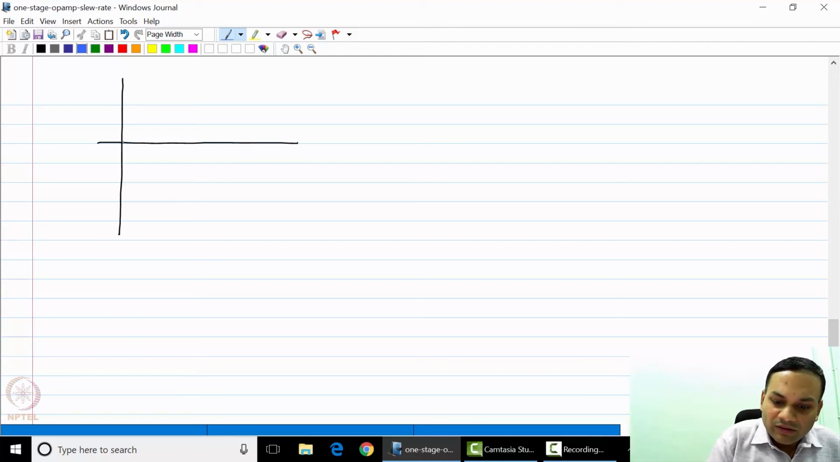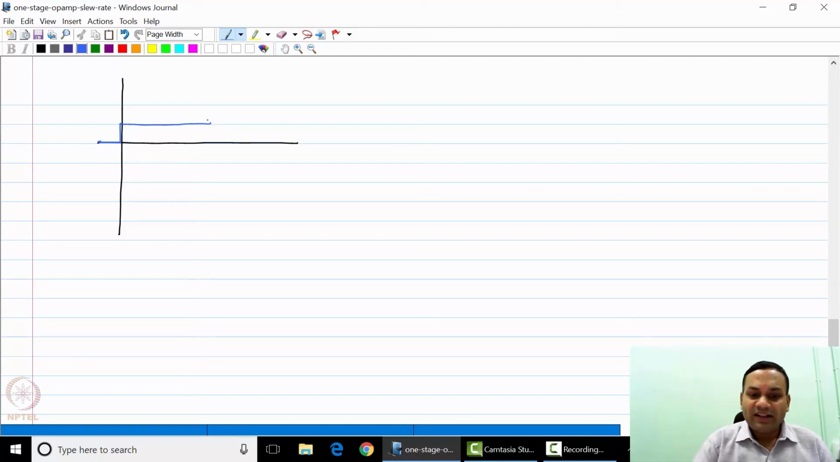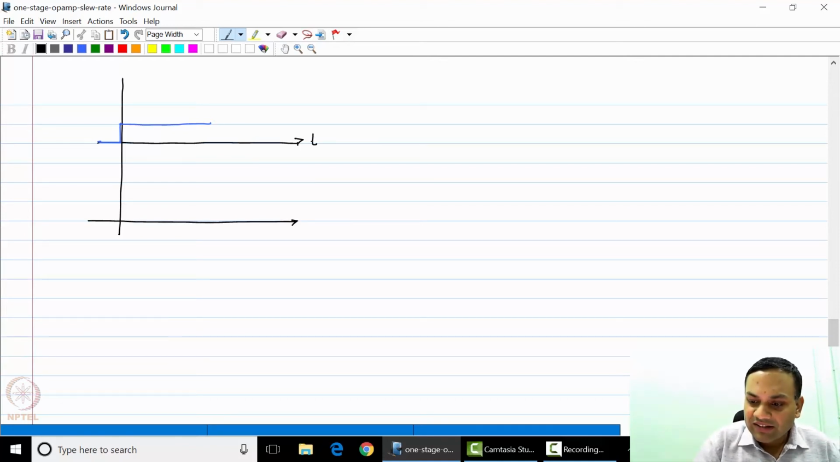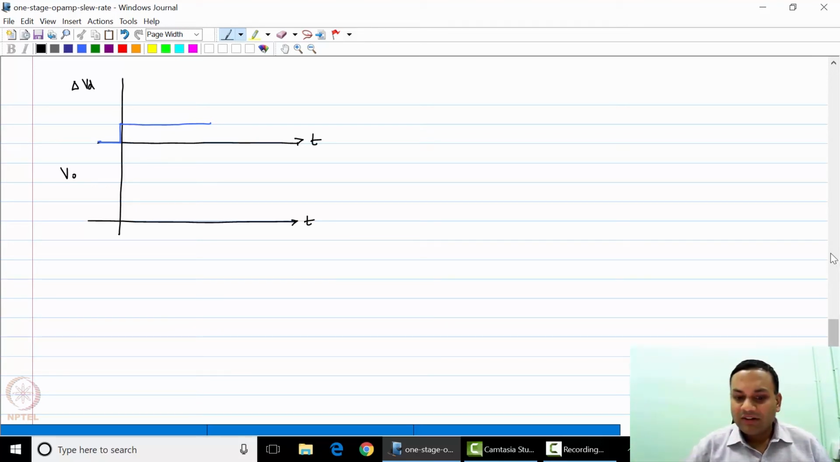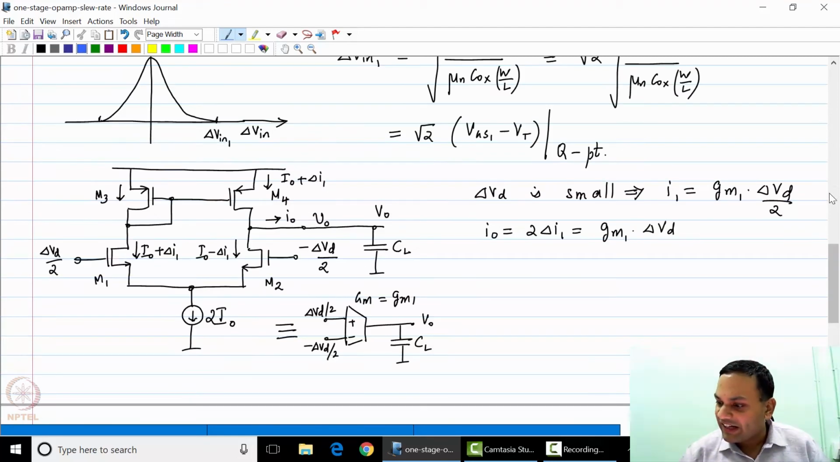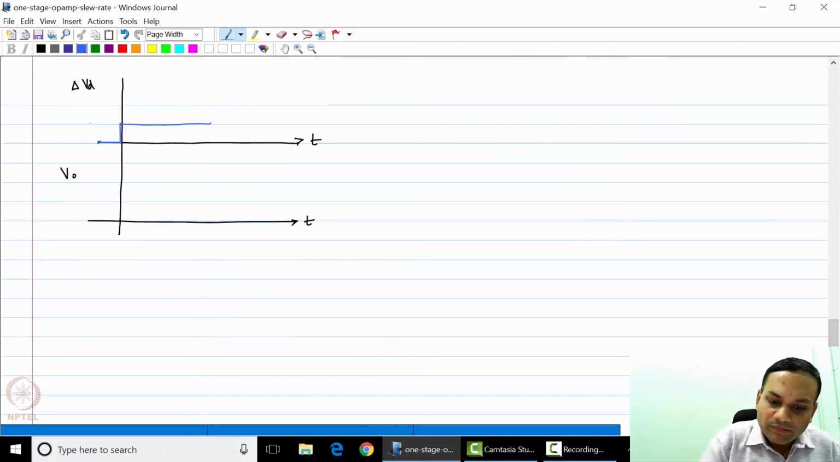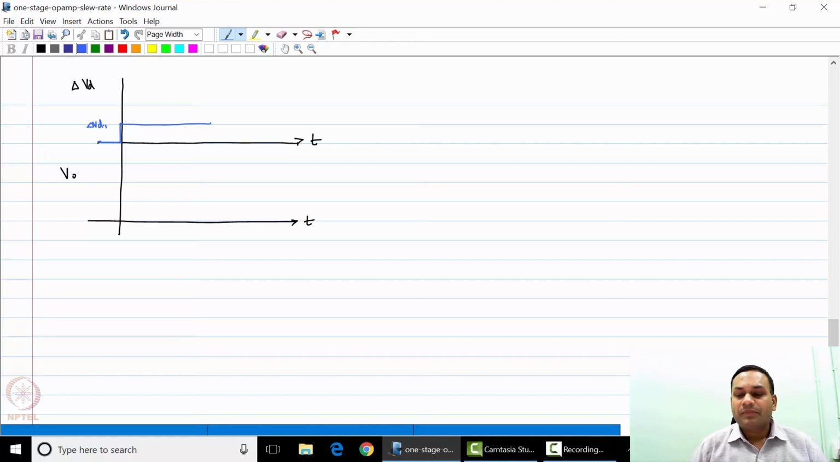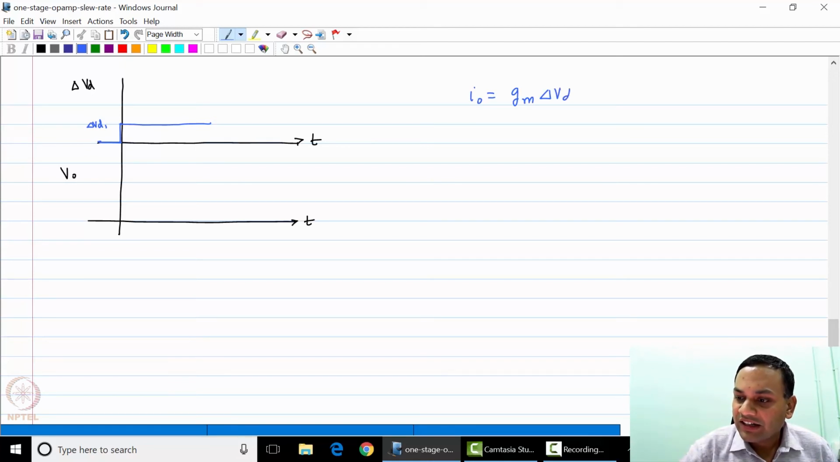I'm giving a small step voltage in the input. The output voltage now, remember the x-axis is time, and here this is delta VD and this is VO. So for this particular delta VD, let me call that delta VD1. So IO is equal to GM times delta VD1.